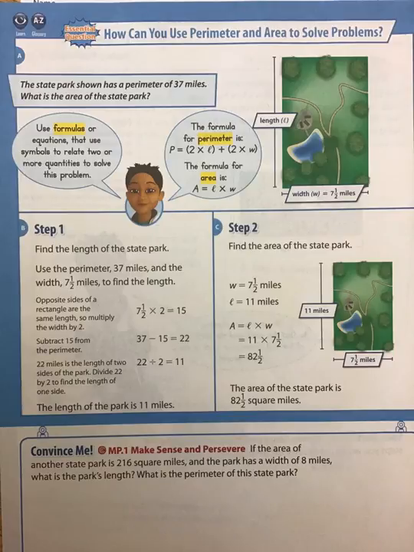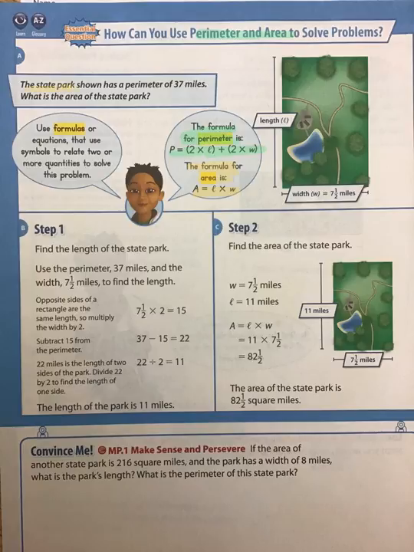Today we are going to look at problems that use perimeter and area. Perimeter is the distance around an object, and the area is the inside part. The formula for perimeter is P equals 2 times length plus 2 times width. Or you can add length plus length plus width plus width. The formula for area is length times width.